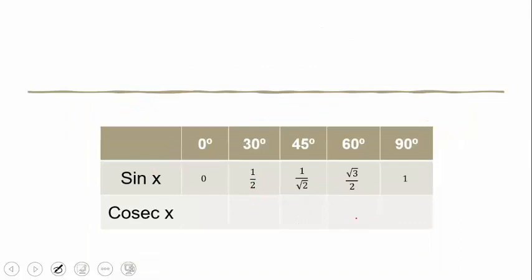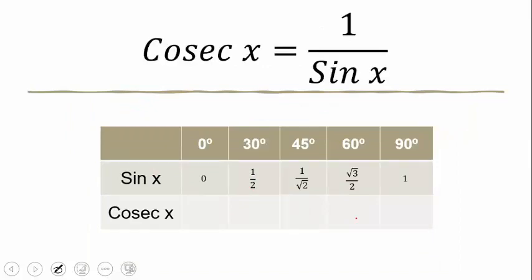Cosec is just the reciprocal of sine, so we have to flip all values of sine to get all values of cosec. For cosec 0, we will get the value of 1 upon 0, which will give us the result of infinity. For cosec 30, we will flip 1 upon 2 and we will get the result of 2. For cosec 45, 1 upon root 2 will become root 2. Cosec 60 will become 2 upon root 3. The value of cosec 90 will become 1.